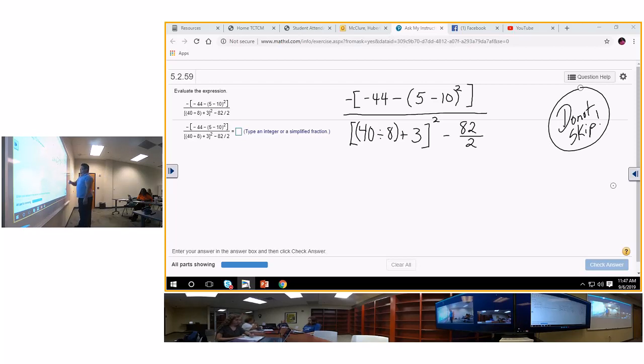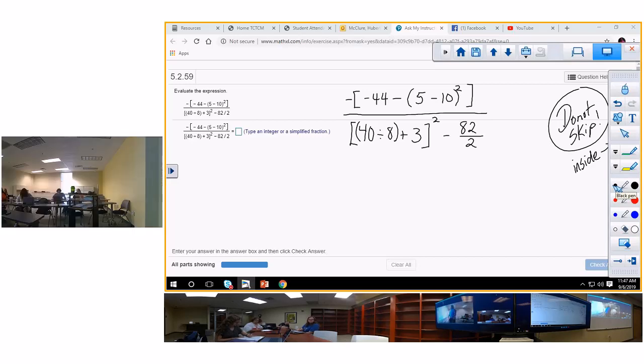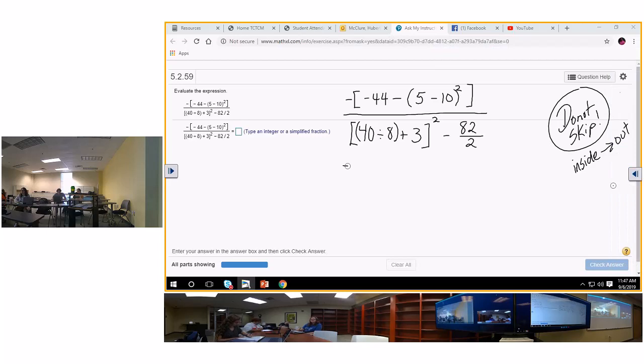And we're going to work our way inside what? Inside out. So, the first thing you're going to do is attack the 5 minus 10. So I'm going to rewrite the problem. And yes, I'm going to rewrite them every time. That's the part that students can't stand. You got to rewrite it. You want it right. Okay?